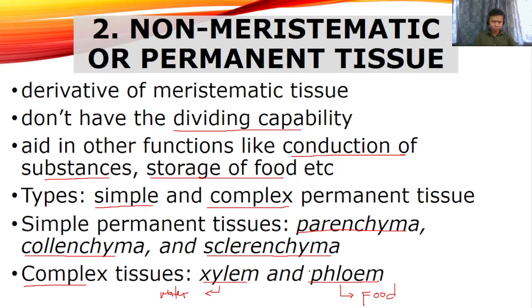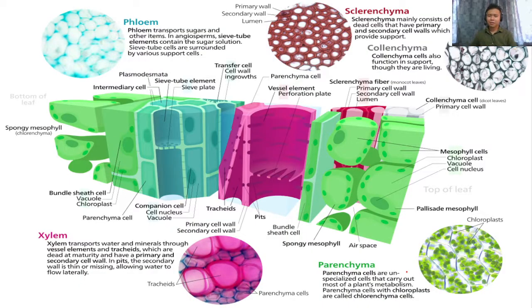Okay, so from the word phloem, ph sounds F. Okay, so ph sounds F. So it's easy for you to remember that phloem is responsible for the conduction of food. Okay, ph sounds F, wherein it is responsible for distributing food molecules all throughout the plant body. Okay, and lastly, talking about the simple permanent tissue and the complex permanent tissue, I want you to keep this in mind.